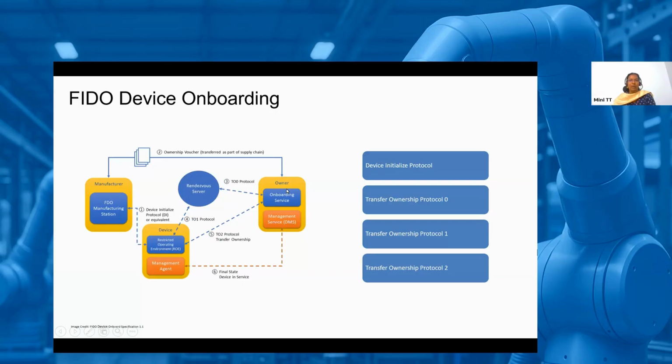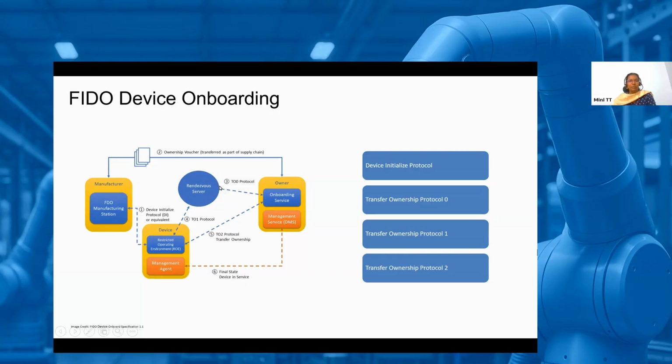The owner is the one who is owning the operational network. And there is an ownership voucher also that is transferred as part of the supply chain. It's a file artifact, not a physical device, and that also goes to the owner. So the owner, on receiving it, will receive both the physical device as well as a voucher. Both together will come. And then you are trying to onboard the device. In that, there are three protocols that are run. We call them the Transfer Ownership protocols: TO0, TO1, TO2.